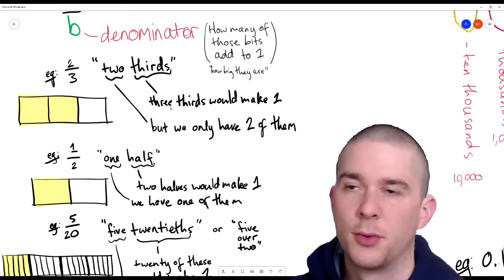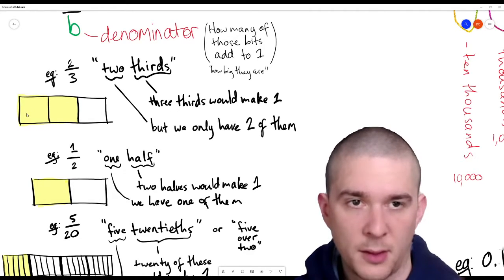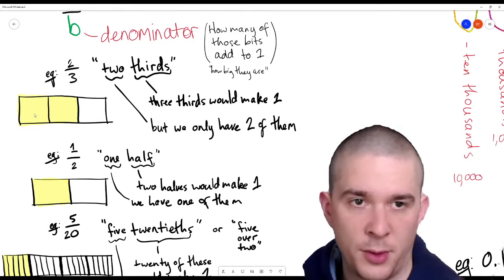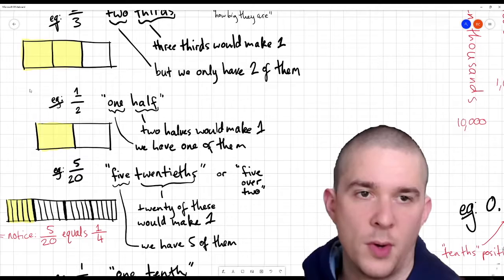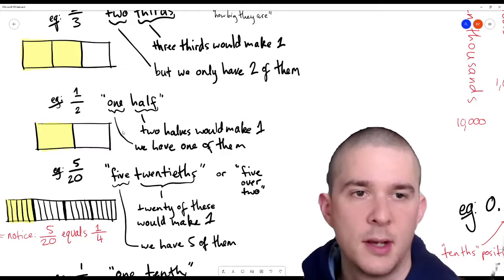2/3. So 3/3 would make 1, right? So we have 3 that make 1, but we only have 2 of them. So we have 2/3. 1/2. 2 halves would make 1. So there's two things. So they're bigger than thirds, but we only have 1 of them.